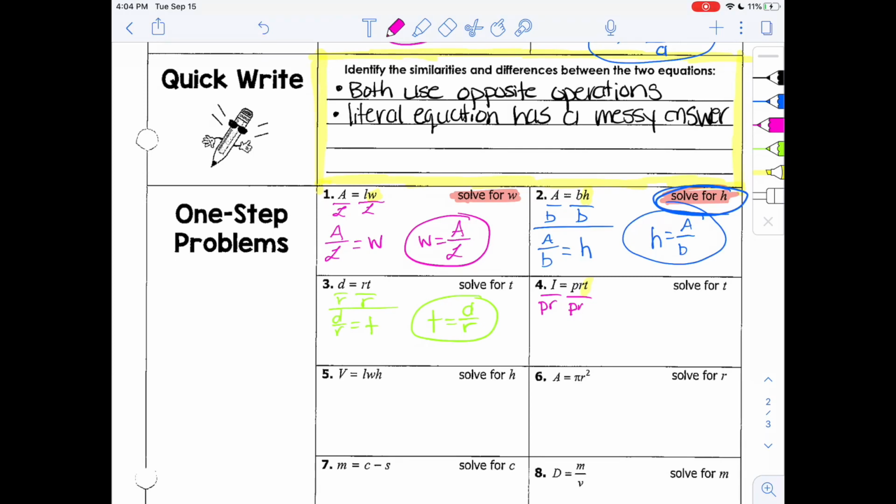I divided by PR is simply I divided by PR, equals P divided by P is 1, R divided by R is 1, so I just have T. Remember, we do not have to put the 1 in front of the T. And we want our variable we're solving for on the left, so T equals I divided by PR.